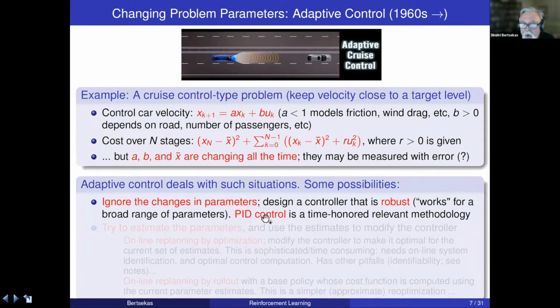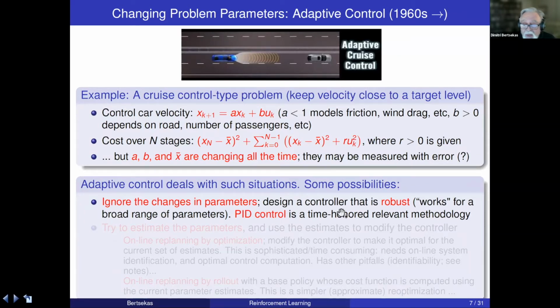And a time-honored methodology in this context is PID control. In PID control, there are 3 parameters that you set, and you keep those parameters the same, regardless of whether the parameters of the system change themselves. This is used very widely. It's been around for 100 years, and it has served well. However, in many situations, it's not adequate. So people have been looking for alternatives since a long time ago.